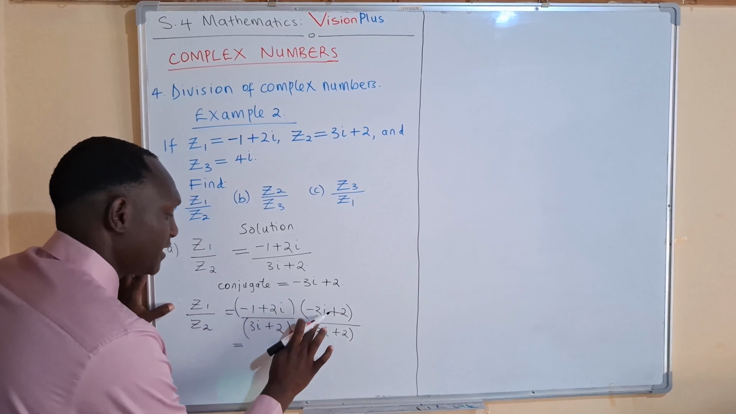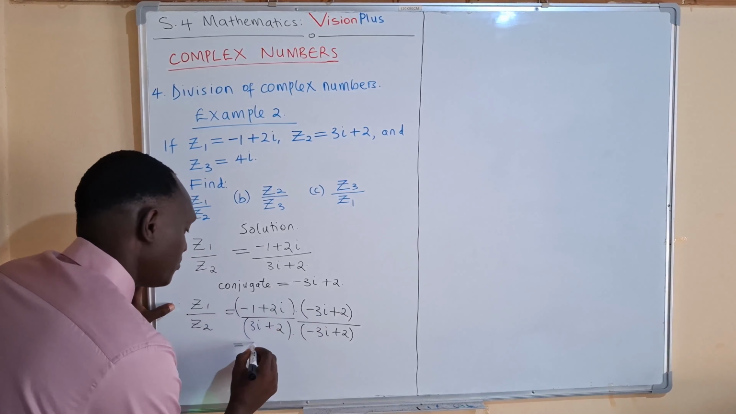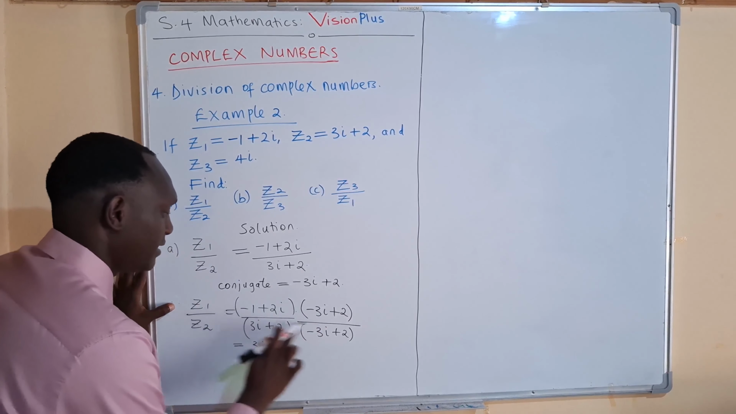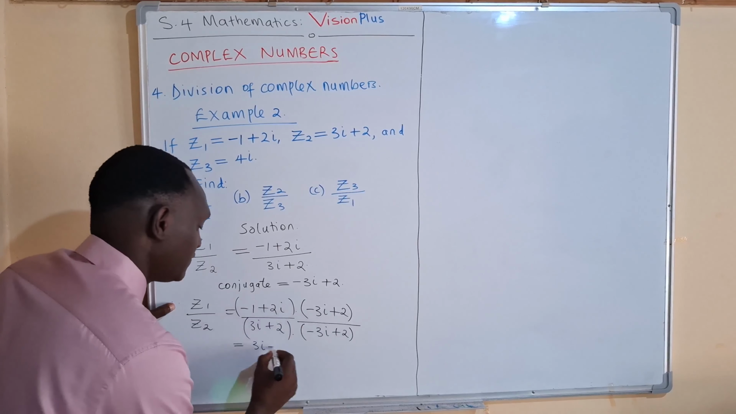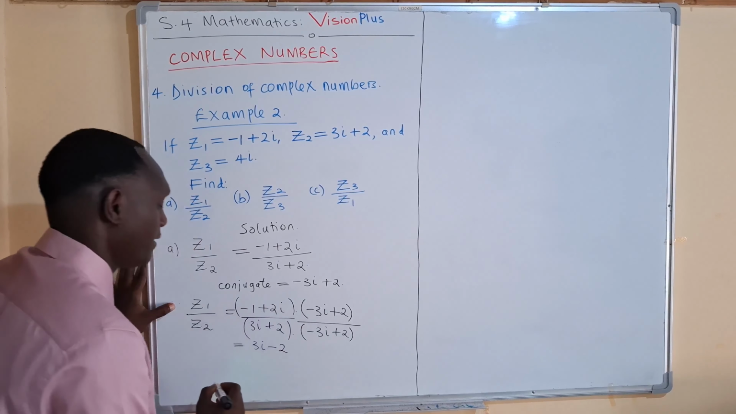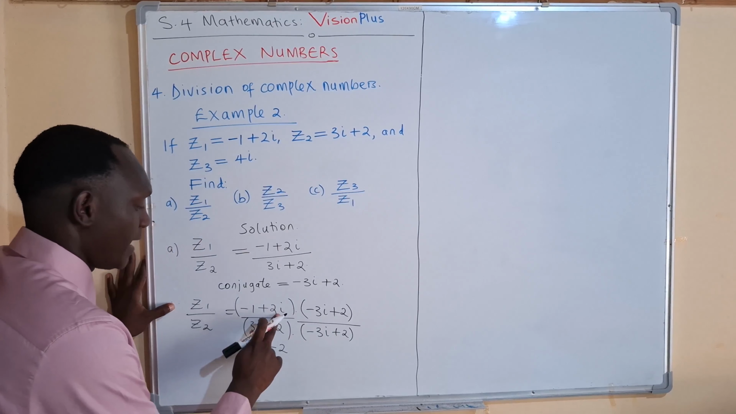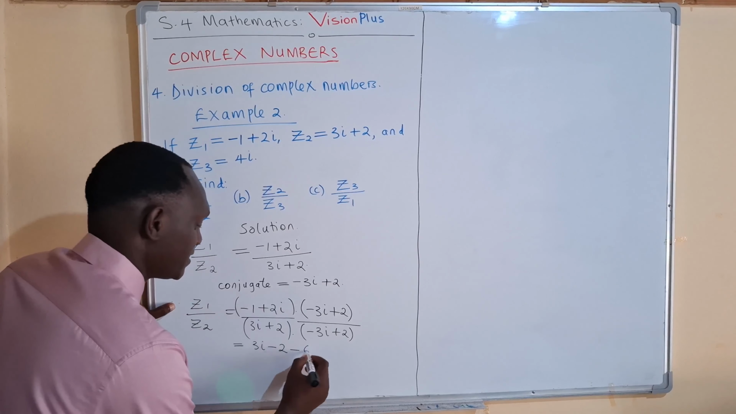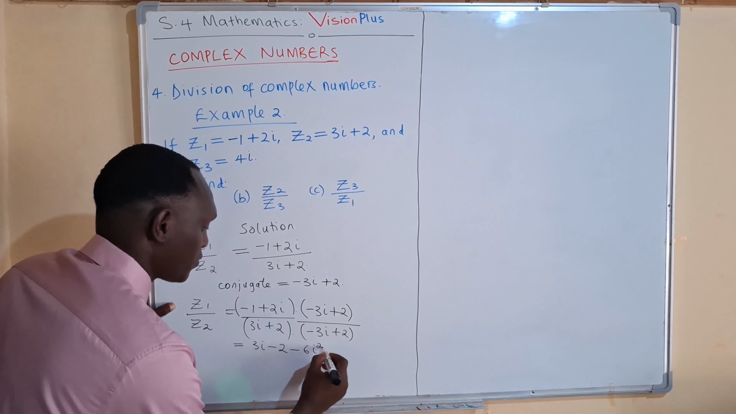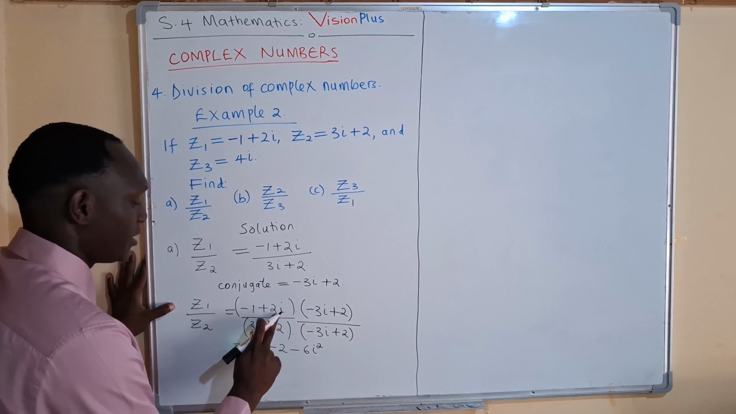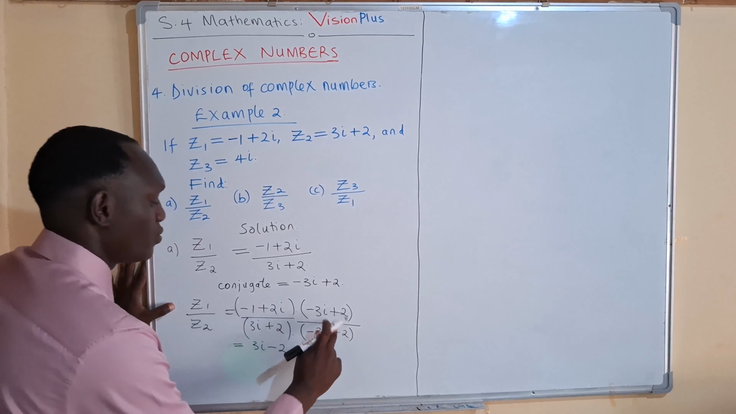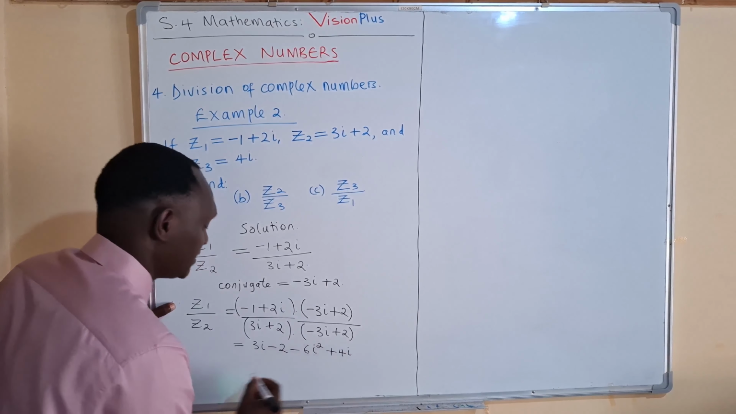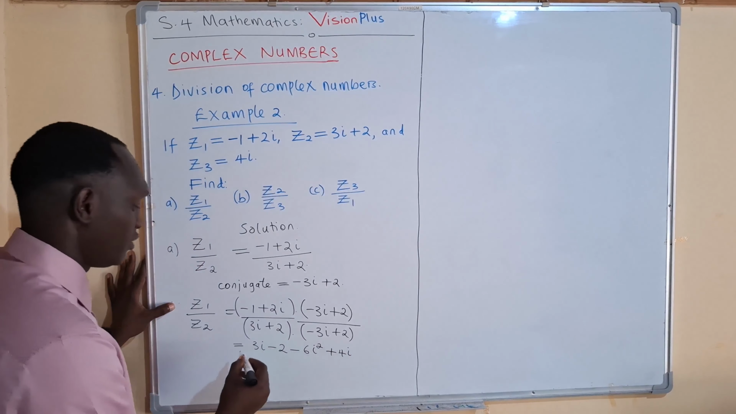-1 times -3i gives us positive 3i. -1 again times positive 2 gives us here -2. 2i times -3i gives us -6i but squared. 2i times 2 gives us positive 4i. That is the multiplication on the numerator.